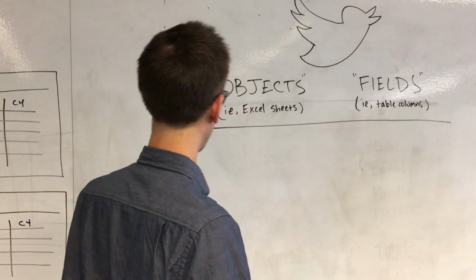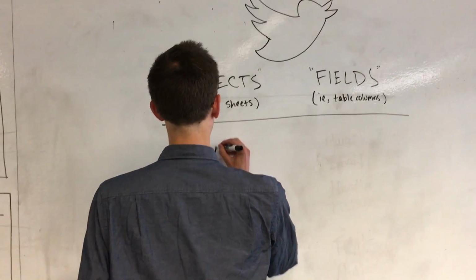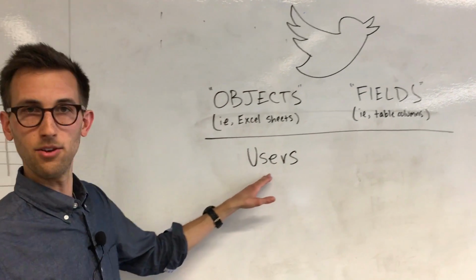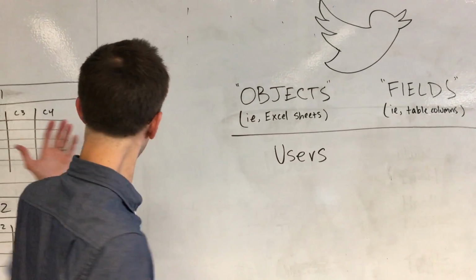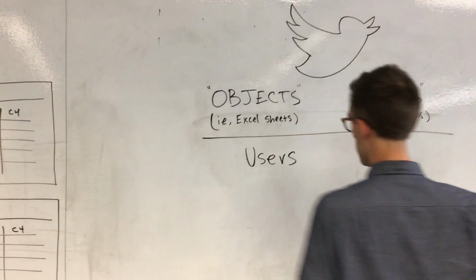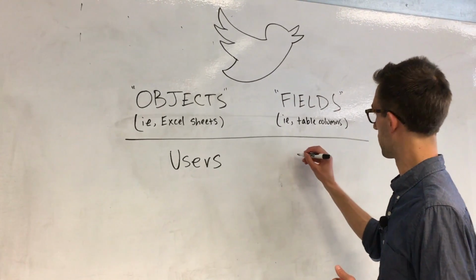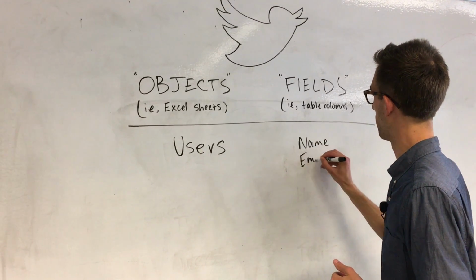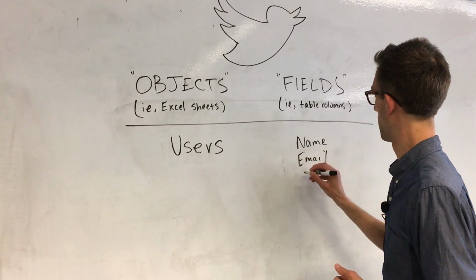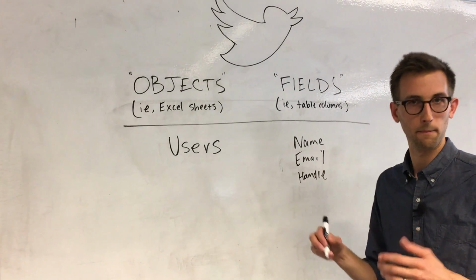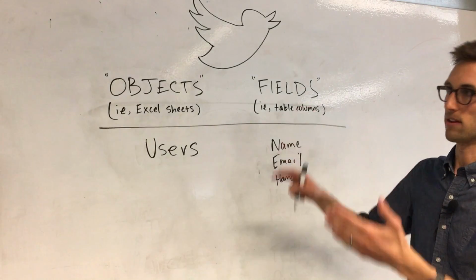The first item that we're going to capture for Twitter, which is a very common one for most applications, is users. So Twitter has a big table full of users, millions of them. And then the data fields that we would capture for those users would include things that you'd expect. So their name, maybe email, maybe their handle, etc. Now, you've got your list of users.